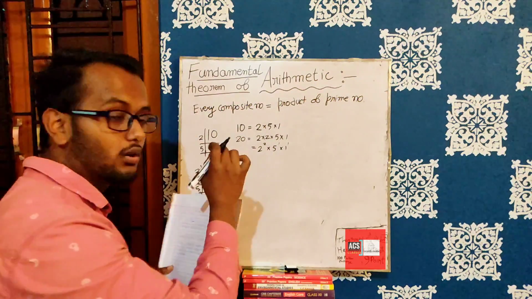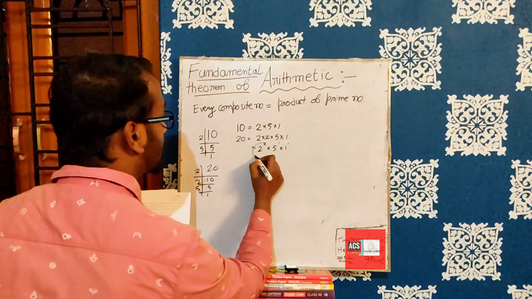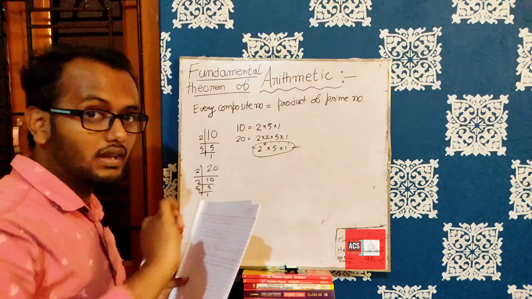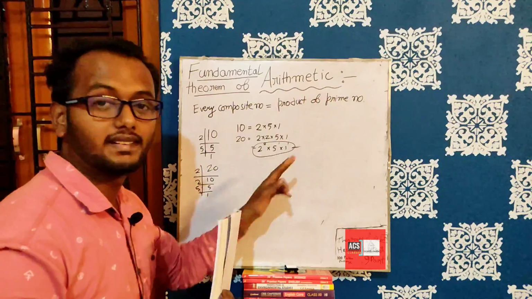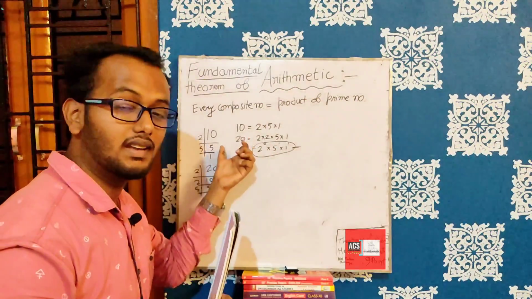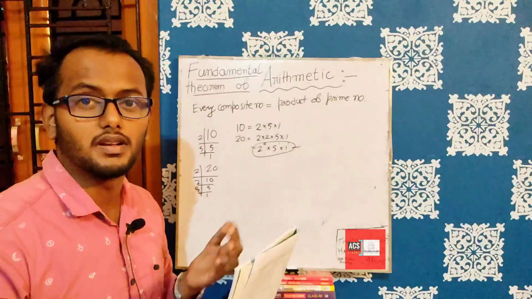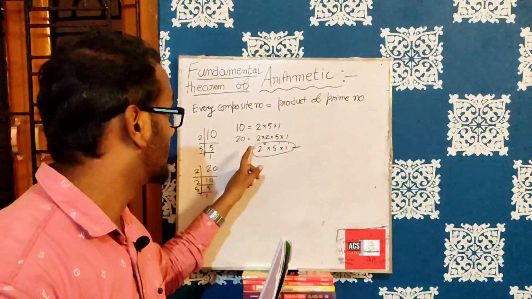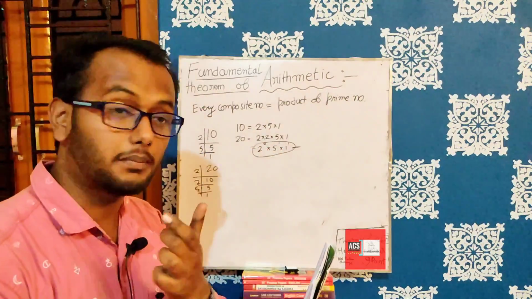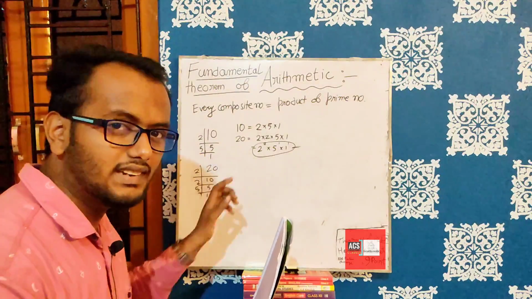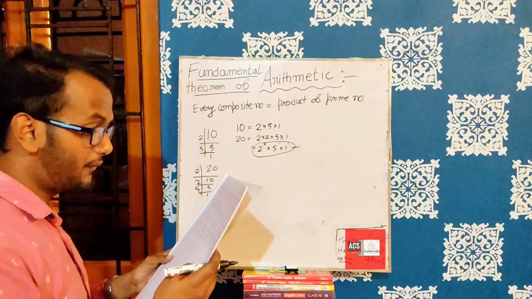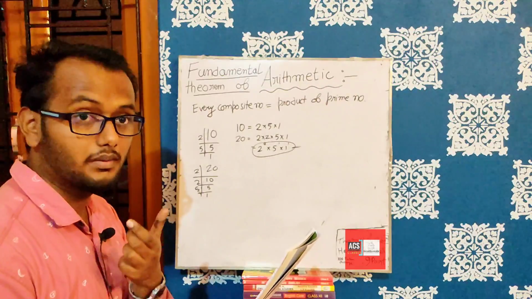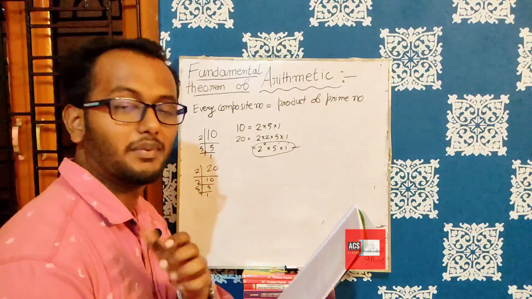So for every composite number there will be a unique expansion. 2 squared into 5 into 1: there is no other composite number for which the expression will be the same. So this expression is unique for 20. Similarly 50, 60, 80 or any composite number. Every composite number can be expressed as a product of primes. 2, 5, 1 are prime numbers, and this can be uniquely expressed as a composite number. Yes, the factorization is unique, because if it is not unique, then it will not be a prime number.